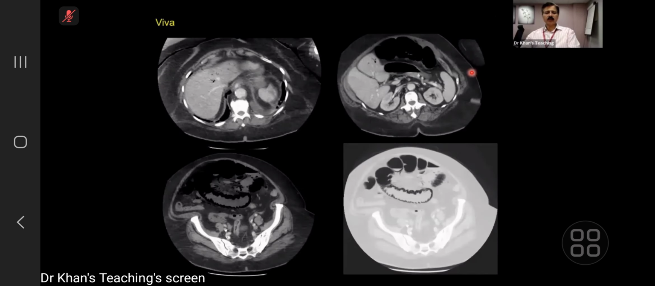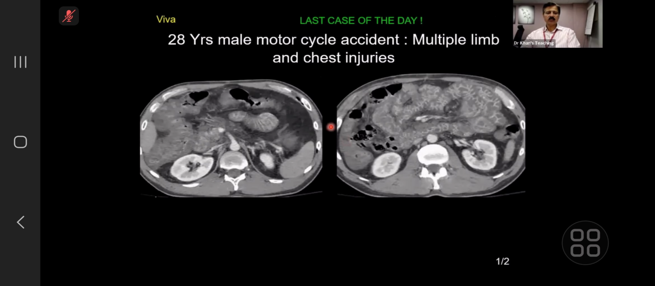This one is slam dunk. We have already covered it. You have seen similar cases, which is pneumatosis because of small bowel ischemia, portal vein gas. Last case of the day. 28-year-old male, motorcycle accident, multiple limb and chest injuries. Over to you. So this is the last case of the day.